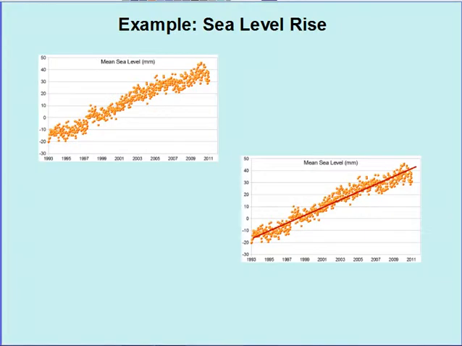Here's an example. This is a chart showing from 1993 to 2011 the average sea level. You can see that there's a definite trend to this data. Those dots are not very far apart from each other in the scheme of things. The second graph has a red line of best fit drawn in that follows through the middle of all the data.